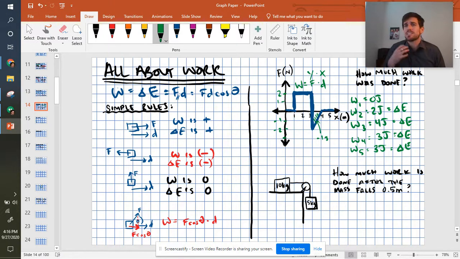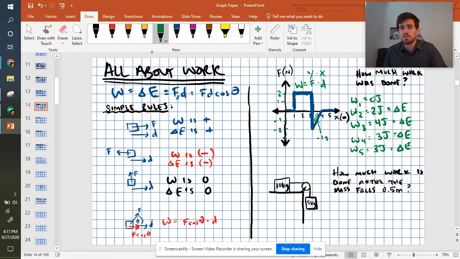At second 2, it's now gained 2 joules of kinetic energy. After 3 seconds, it now has 4 joules. At second 4, it actually slowed down a little bit. And then at second 5, again, the force is the same, so it hasn't moved at all.